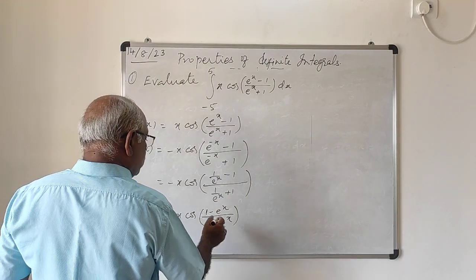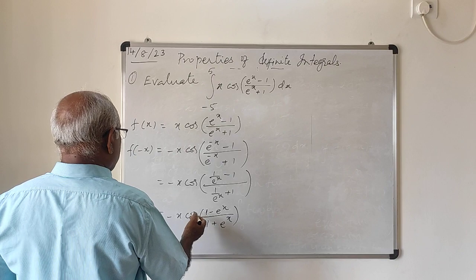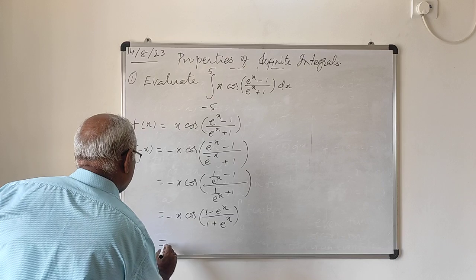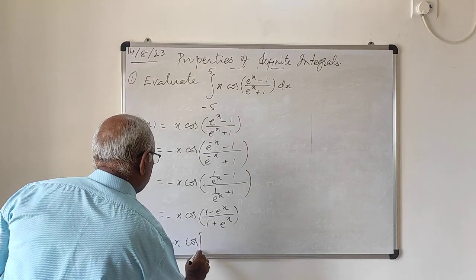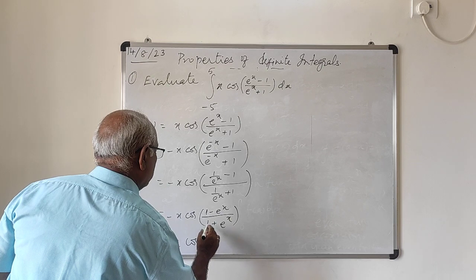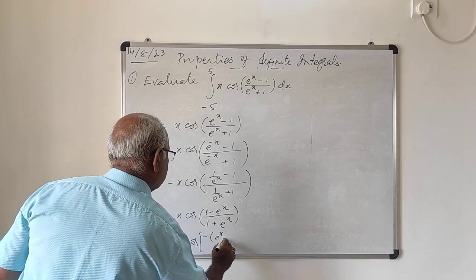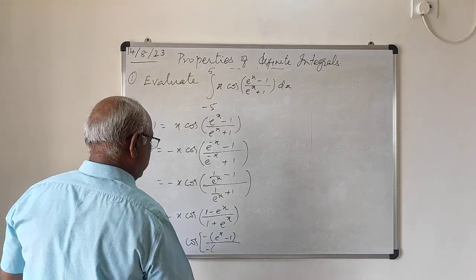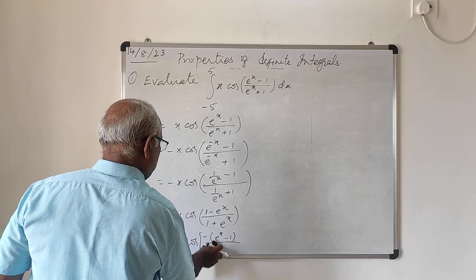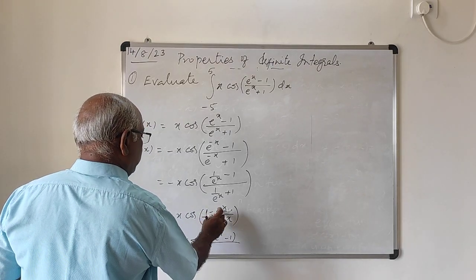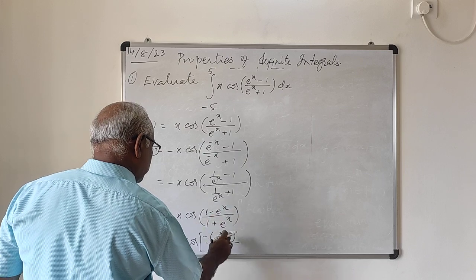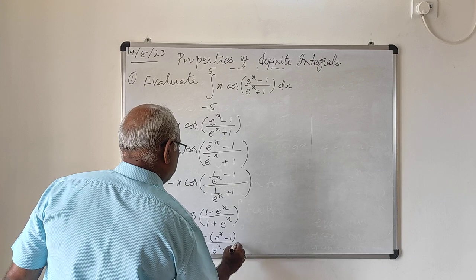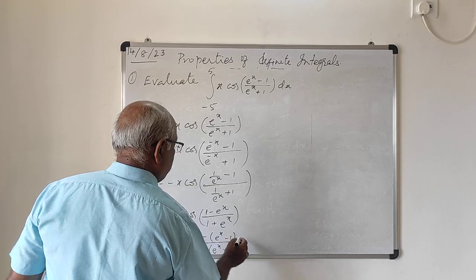Again, x into cos of, I am taking the minus out in the numerator only. It becomes (e power x minus 1), and 1 plus e power x as it is, you can write as e power x plus 1. Okay, this is e power x plus 1.